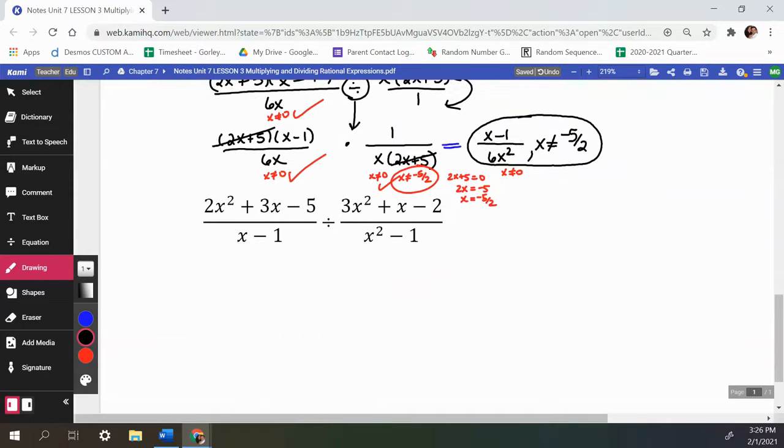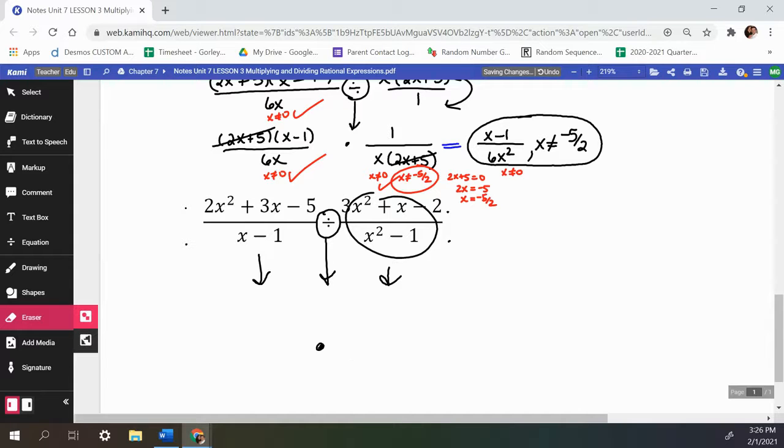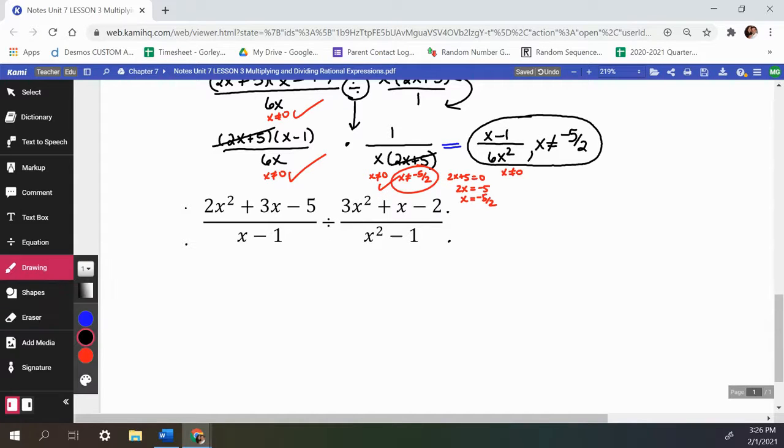Last but not least, we're doing the same thing down here. We got to factor everything first. Once it's factored, we're going to copy the first, change this to multiplication, and then flip the second fraction. You've got to get multiplication before you start canceling. And I use the word canceling, but really what we're doing is we're dividing common factors to give us 1. Okay? So let's go ahead and factor everything first.